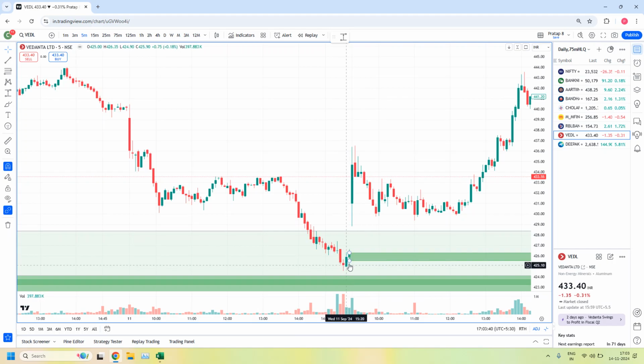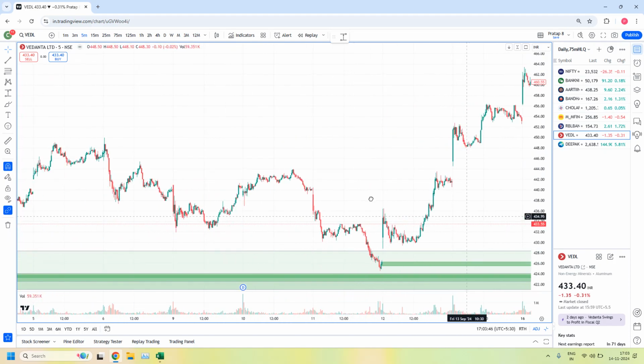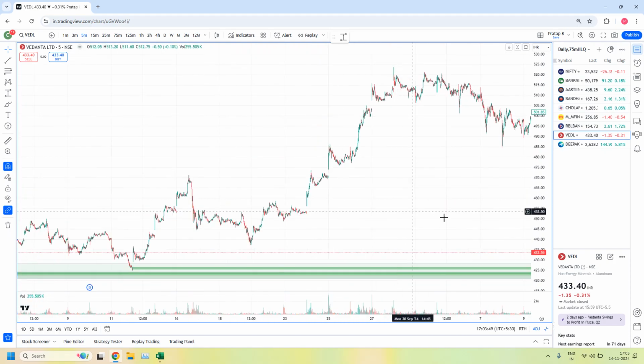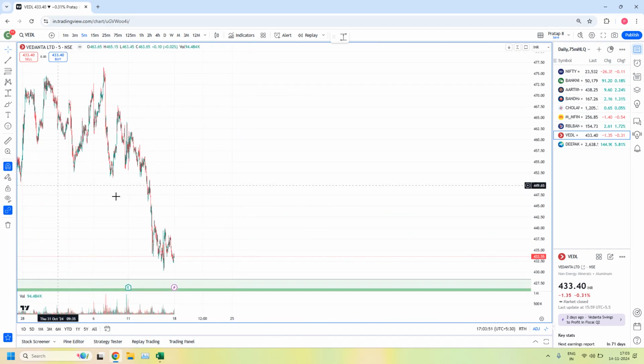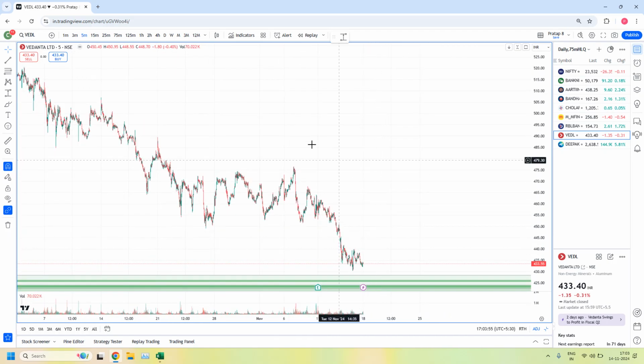Because I am having a gut feeling, definitely this zone will work. And the gap is also not filled. Maybe we may get an opportunity. But anyway, today price did not enter into this zone. We didn't get any trade opportunities.